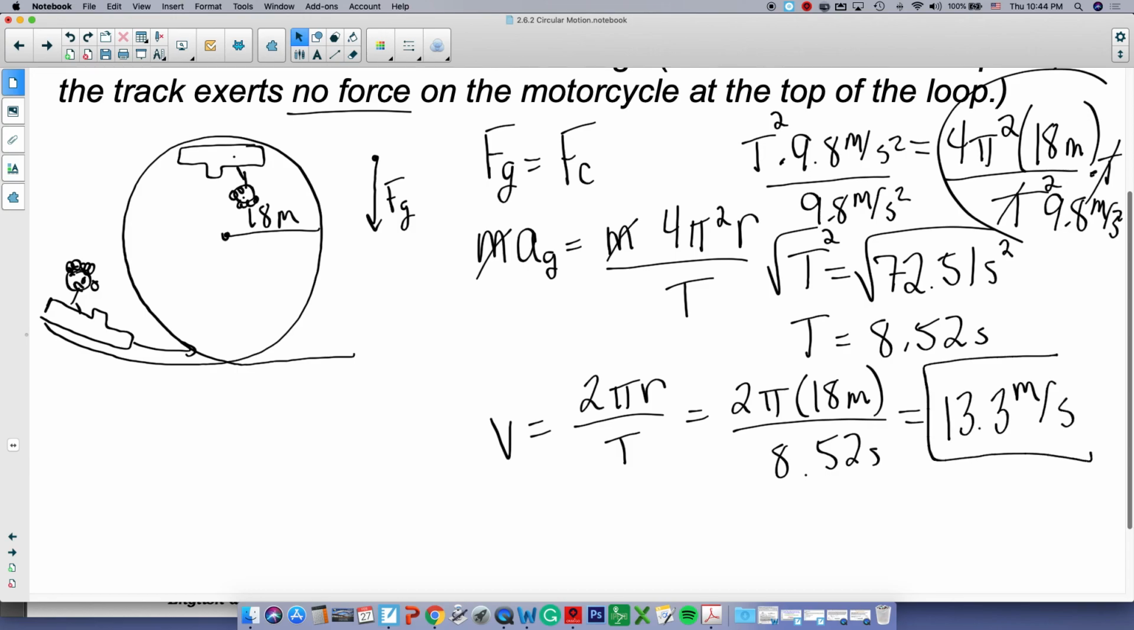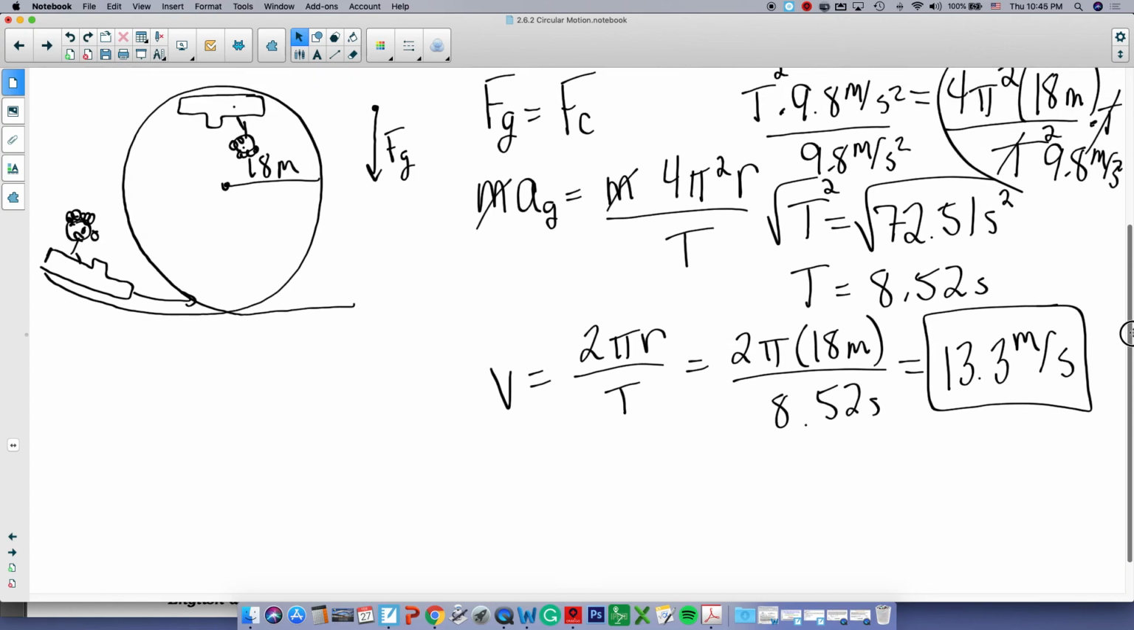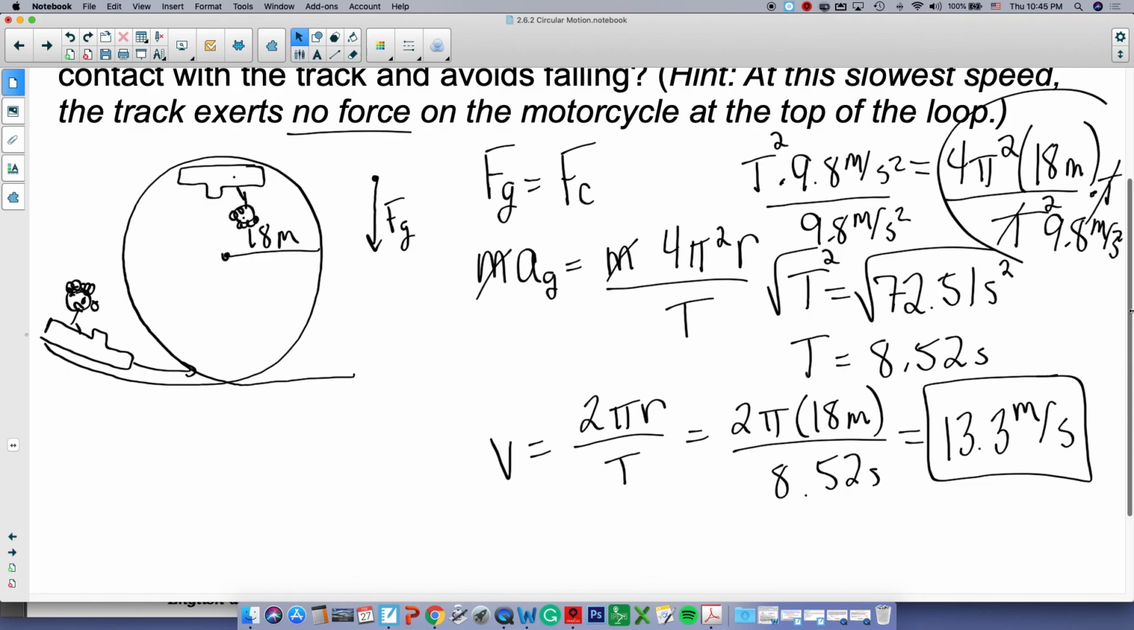So that clown's got to drive his motorcycle or his car 13.3 meters per second if he does not want to come crashing down at the top of that loop. So kind of cool. You can figure that stuff out with some centripetal acceleration. Okay, so that's what some of the problems are going to look like. This one's kind of the harder problem.